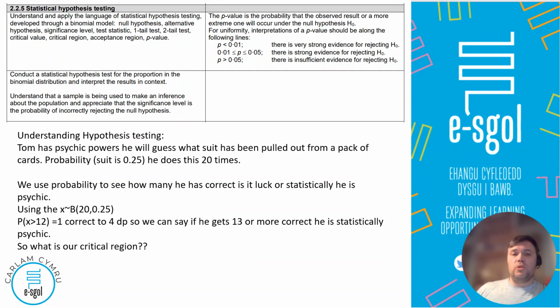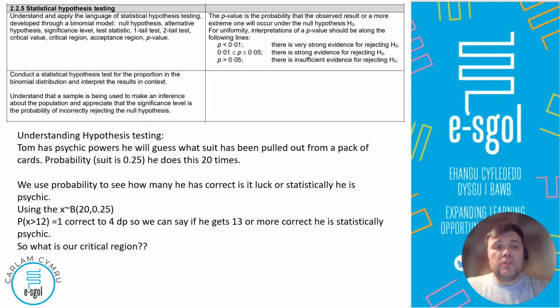Now what hypothesis testing will do is determine whether, if he gets it right over a certain number of times, that means it is luck, or does it mean statistically he has got psychic powers? Because the probability is 0.25, you would expect 5, since 0.25 times 20 is 5. But how many would it be before you're thinking, statistically, he must have psychic powers? It doesn't automatically mean it's going to be 20. It just means that there's a critical region for it.